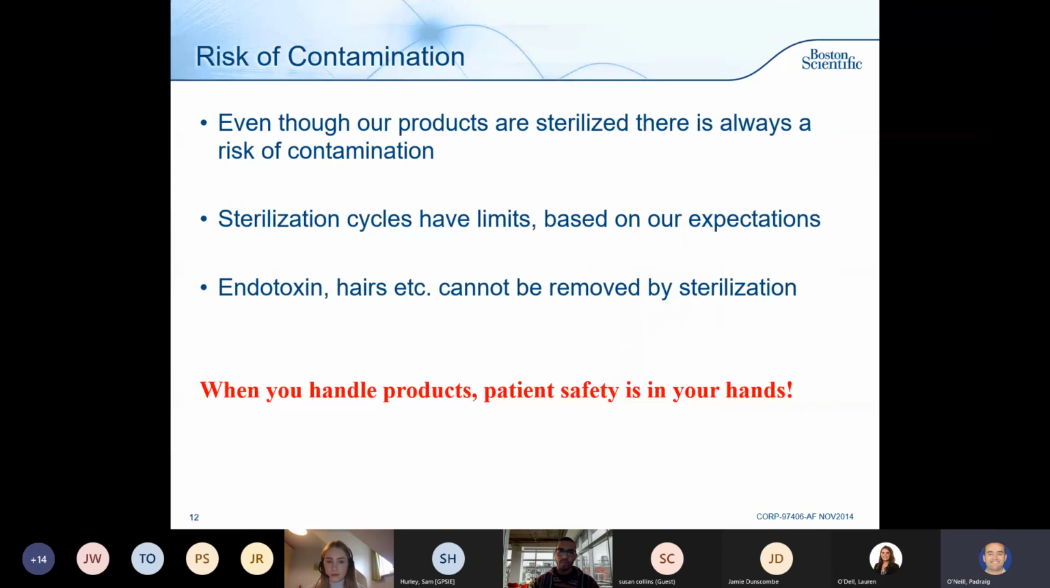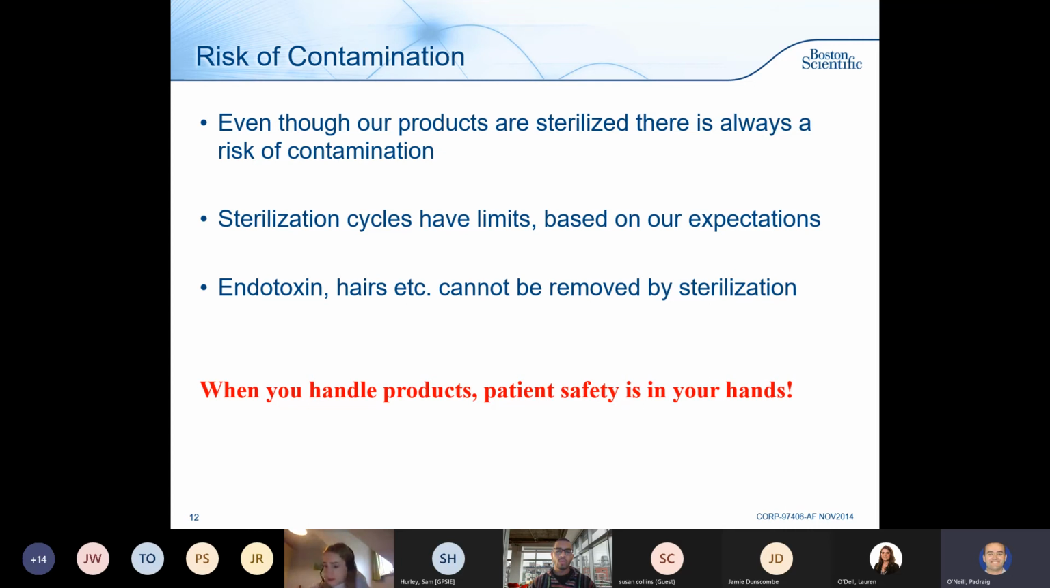So just to go over the risk of contamination again. Even though we do sterilize our products, there's always a risk of contamination. The sterilization cycles have limits based on our expectations. We can't expect that if we send millions and millions of bacteria into the sterilizer, we're going to get sterile product at the end. That's why we have to make sure, through all our controls in place, that we're limiting what's actually on the devices. And as a reminder, endotoxin cannot be removed by sterilization.